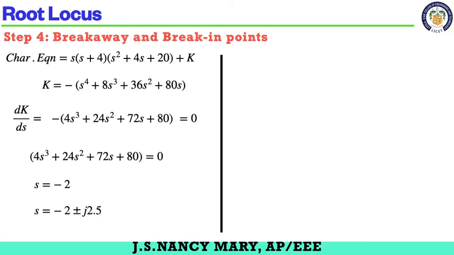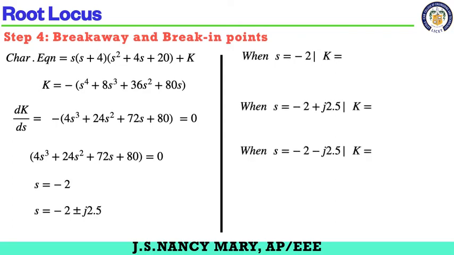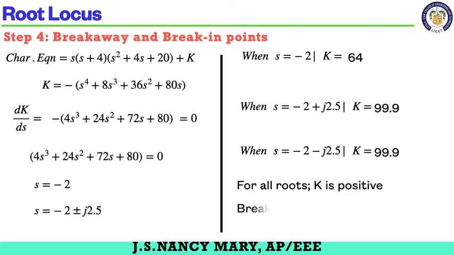Now when s equal to -2, find out the value for k. For -2 plus j2.5, find out the k. For -2 minus j2.5, find out the value of k. So you will be getting 64, 99, 99.9. So all the values are positive, so there exist breakaway points at all the values of s.